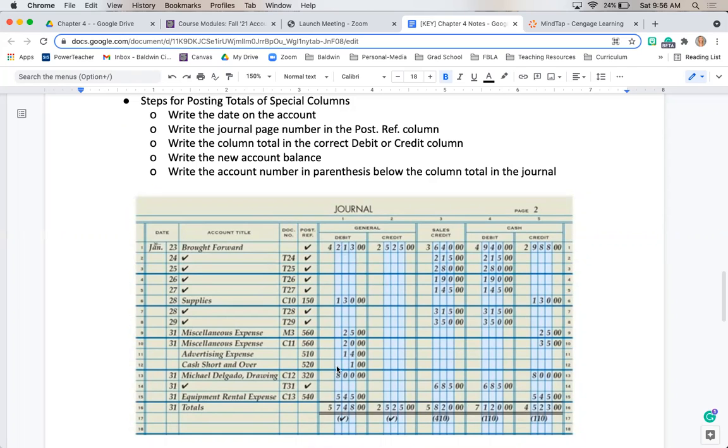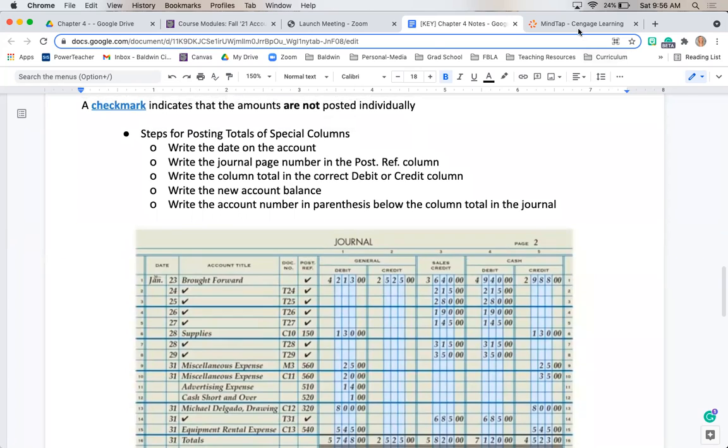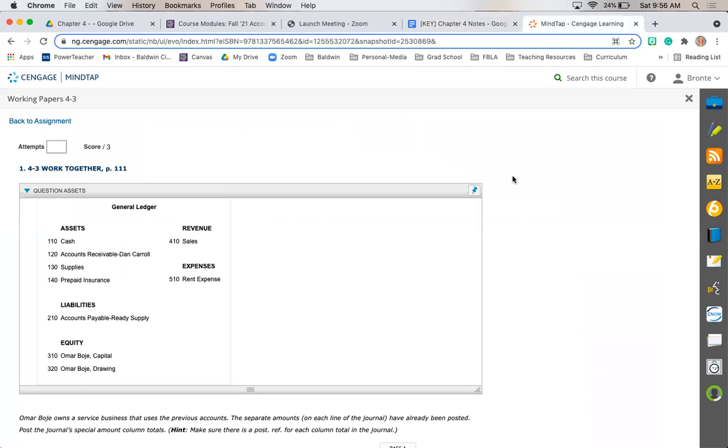Once we're done posting the debit and credit columns, all we need to do is place a check mark under those two columns to indicate that we're done posting those amounts. All of our post refs are filled. And then we just need to move on and post our special amount columns. So let's go to work together 4.3.